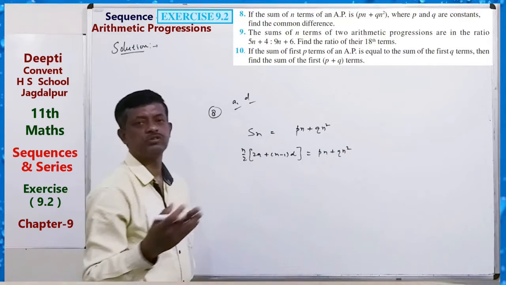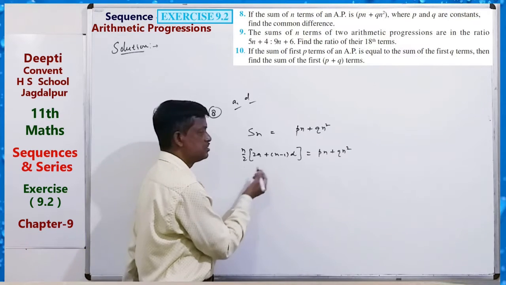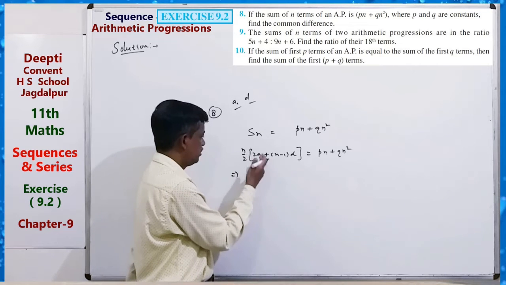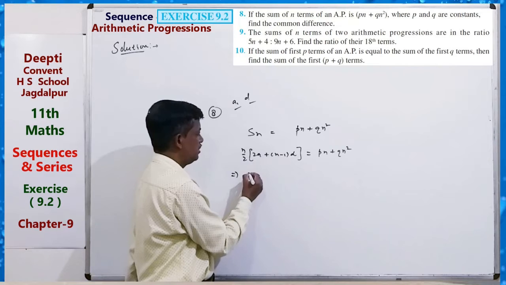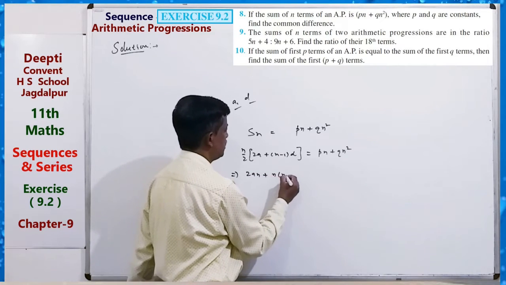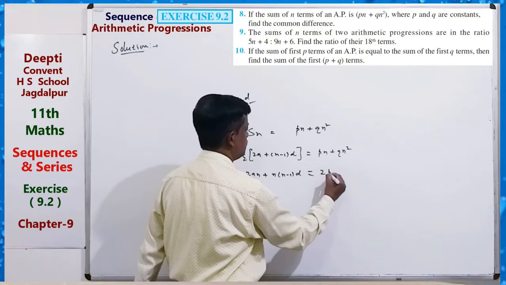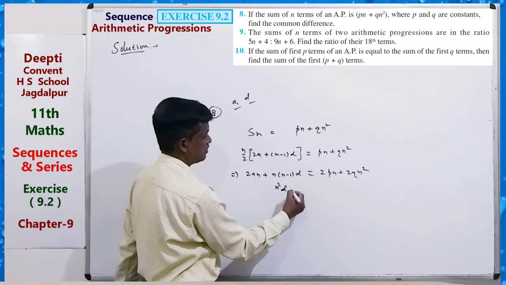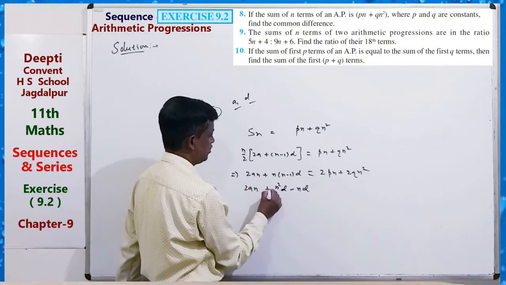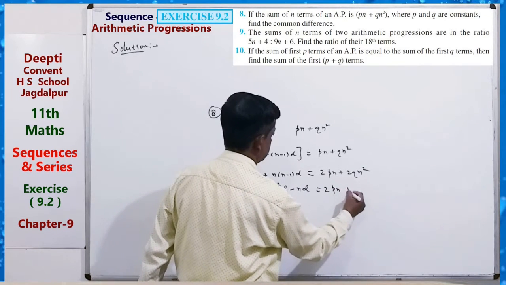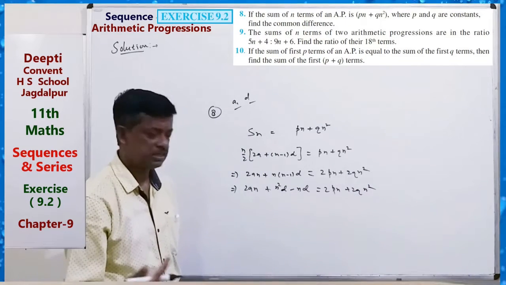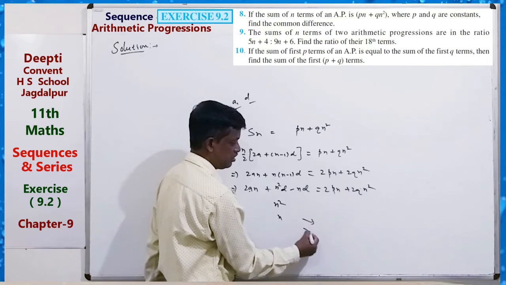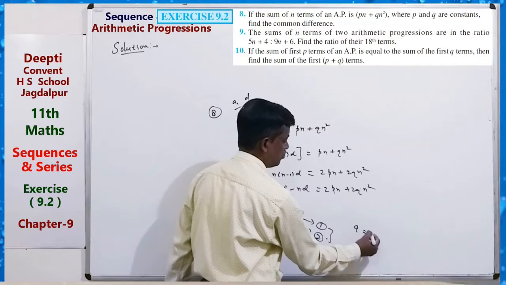Here also compare from both sides the coefficients of n square, n and the constant terms. Because by multiplying we get n into 2a plus n into (n minus 1) into d, and this 2 transfers to the other side: 2pn plus 2qn square. We can compare from both sides the coefficient of n and the coefficient of n square. So we can get two equations, 1 and 2. You can solve them and get the values of a and d.